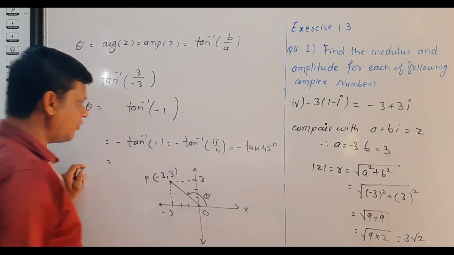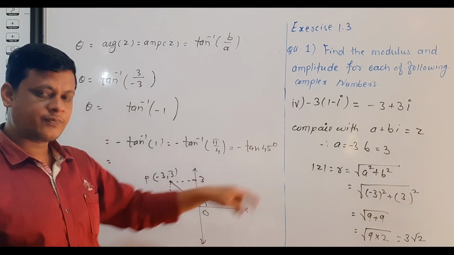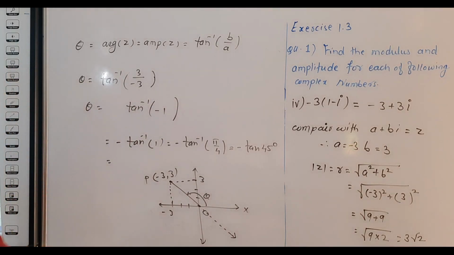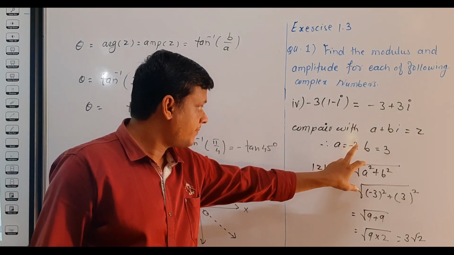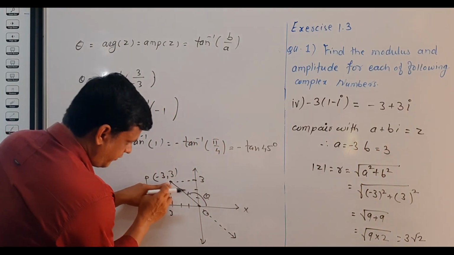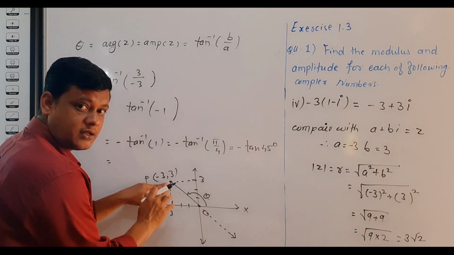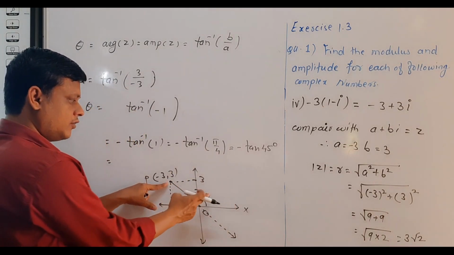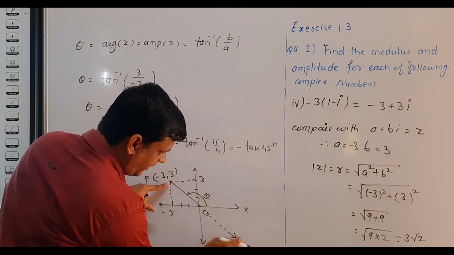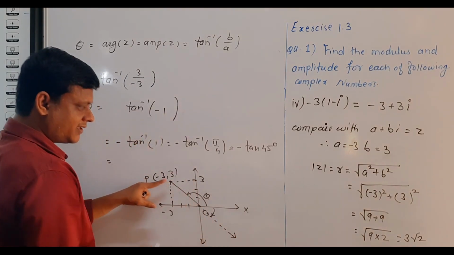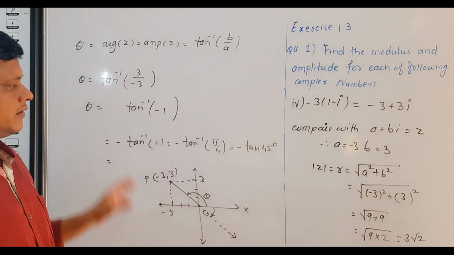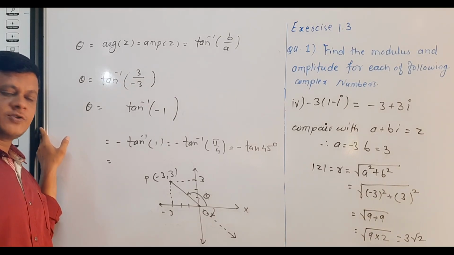Now this theta we calculate as minus tan pi by 4. So here a equals minus 3, b equals 3. When we measure the angle anti-clockwise, we write that as positive. When we extend this OP and measure clockwise, that angle is negative. This concept we will see in chapter 1 in the first paper.